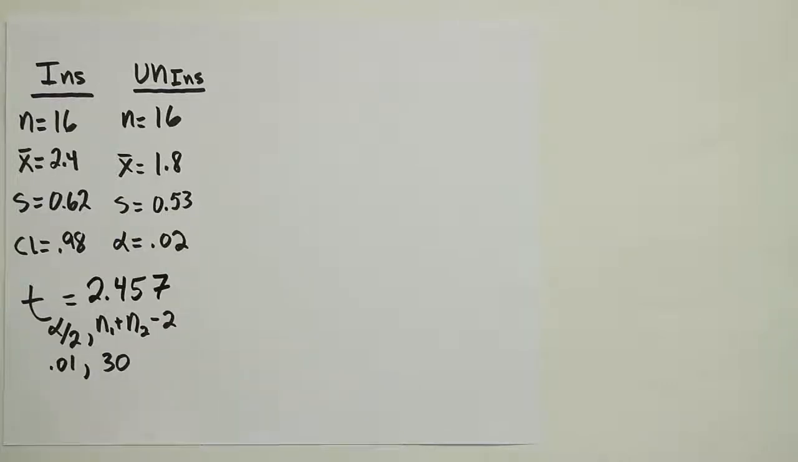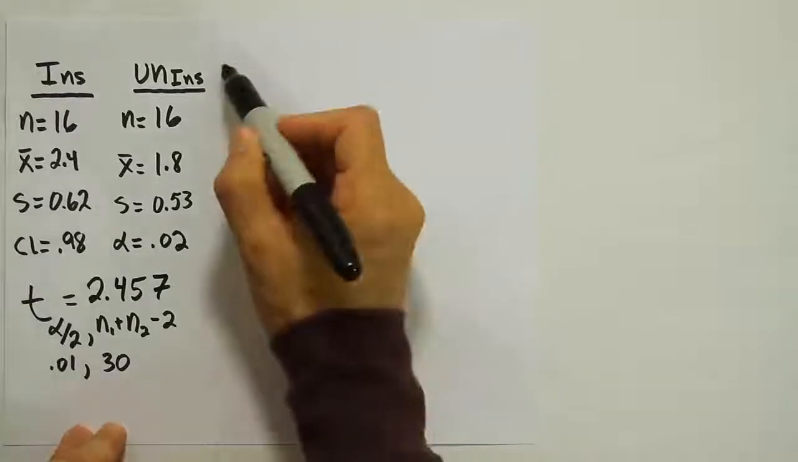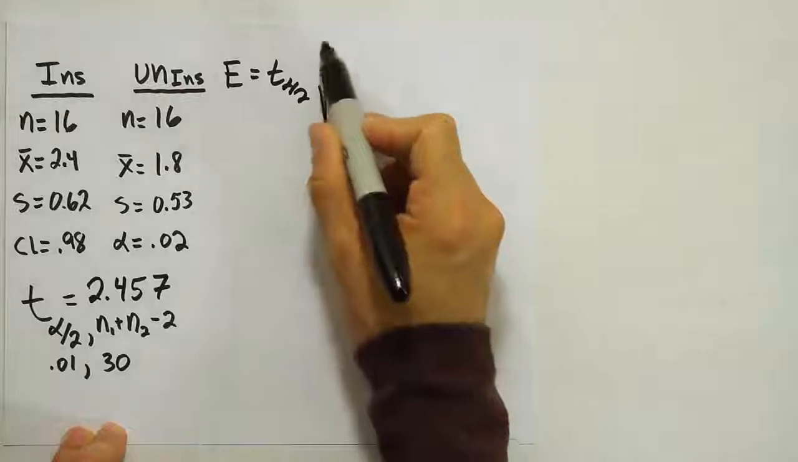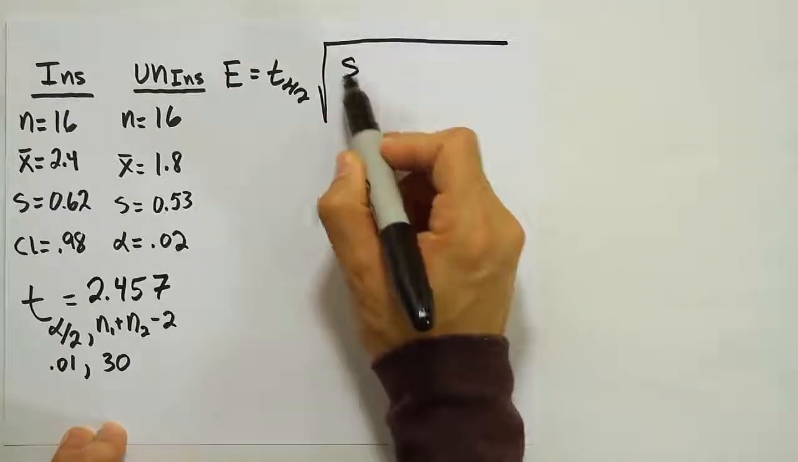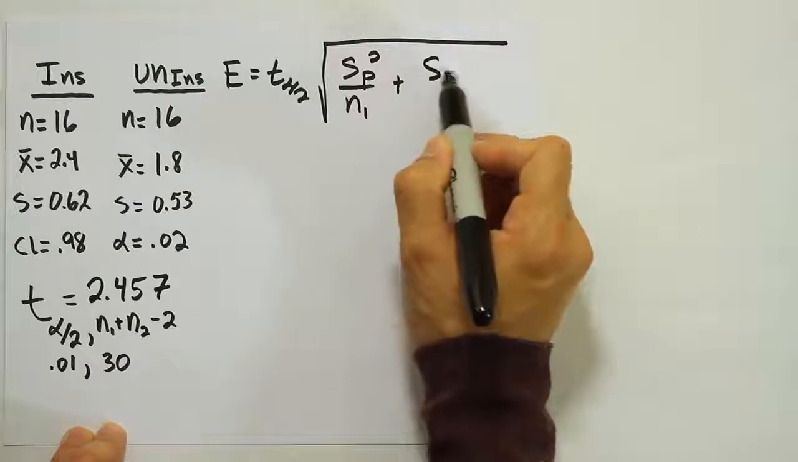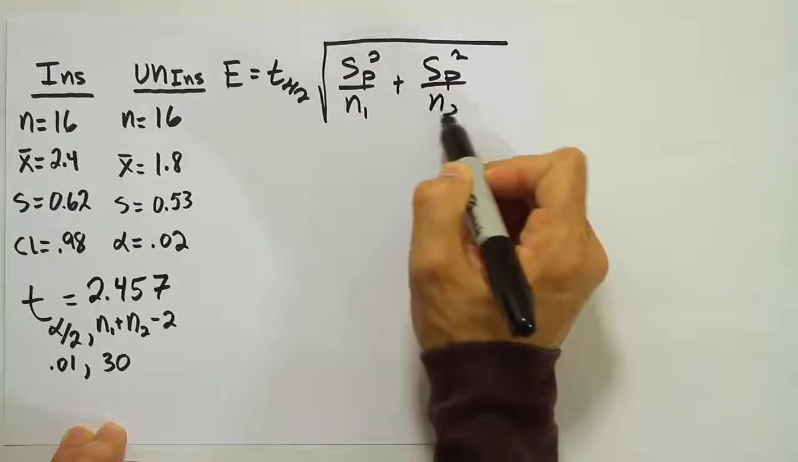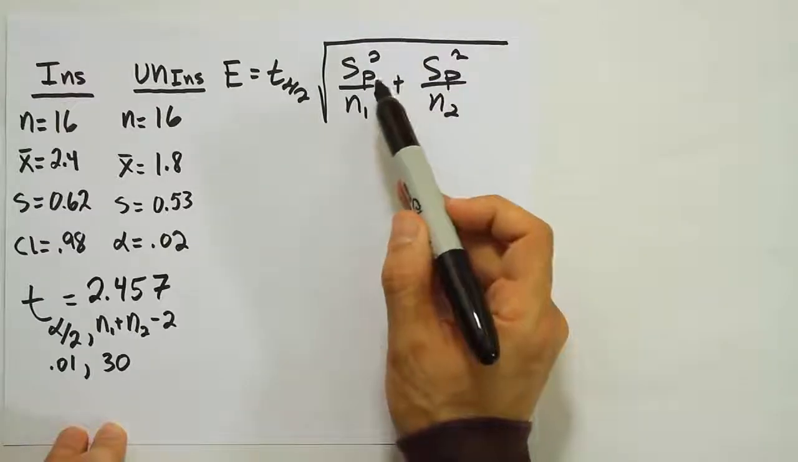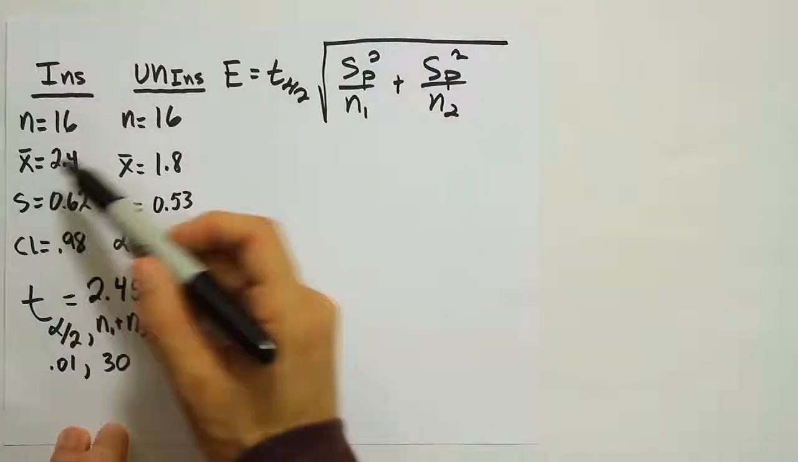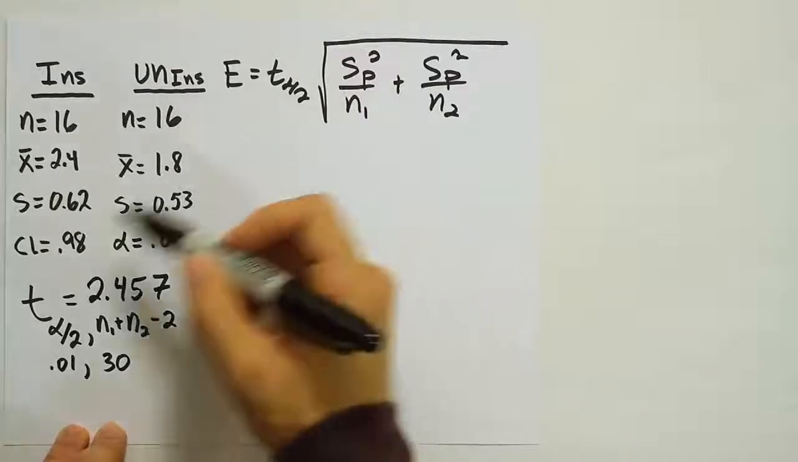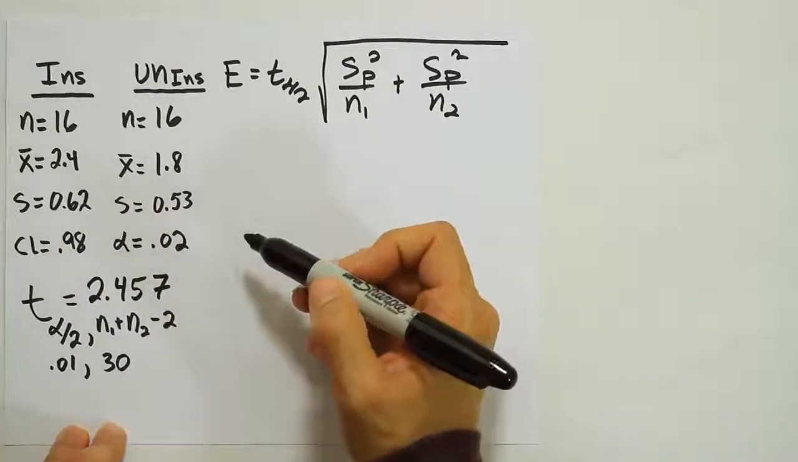Now that we have that critical t value, the next step is to plug it into our margin of error formula. Our margin of error is t alpha divided by 2 times the square root of sp squared over n1 plus sp squared over n2. Remember, these are our pooled estimators of the standard error for x bar 1 minus x bar 2, and that's essentially a weighted average of the given sample variances.